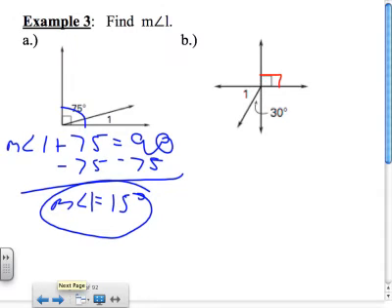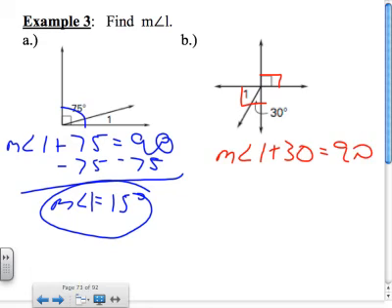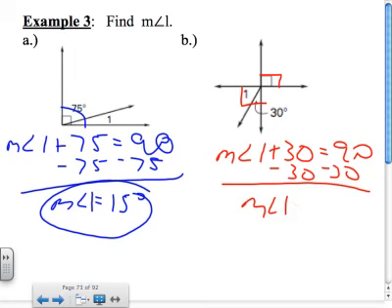Now here you have to use a little bit more work, right? If this is 90, that means this is 90 by the vertical angles congruence theorem. So that tells you the measure of angle 1 plus 30 equals 90. Subtract your 30 from both sides. The measure of angle 1 is 60 degrees.